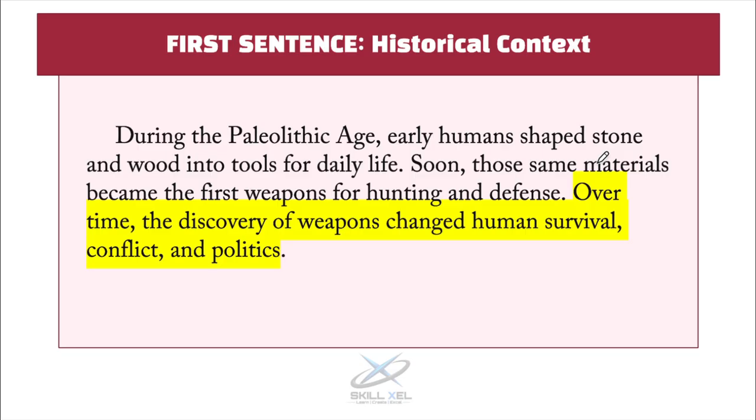Next, we have the historical context. Now, pause if you would like to read the details carefully. Okay, let's continue. So, remember that the historical context, as taught in the seventh grade, is used to introduce an idea from actual history.